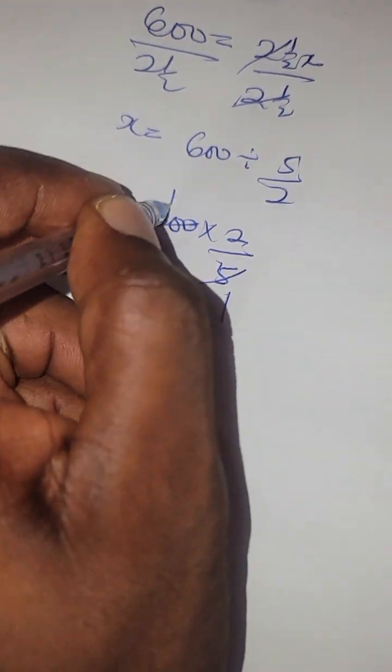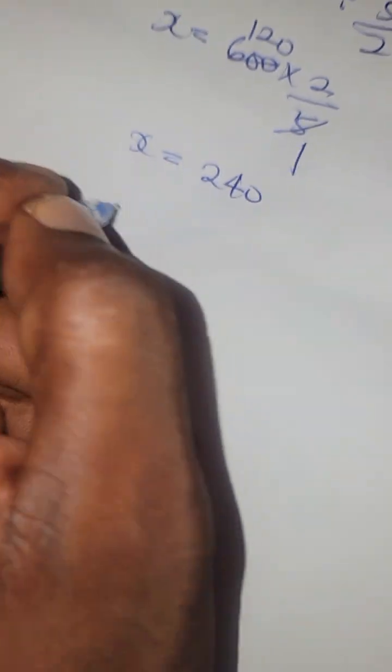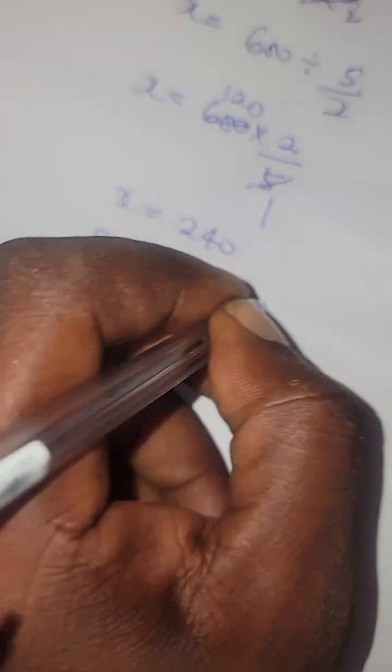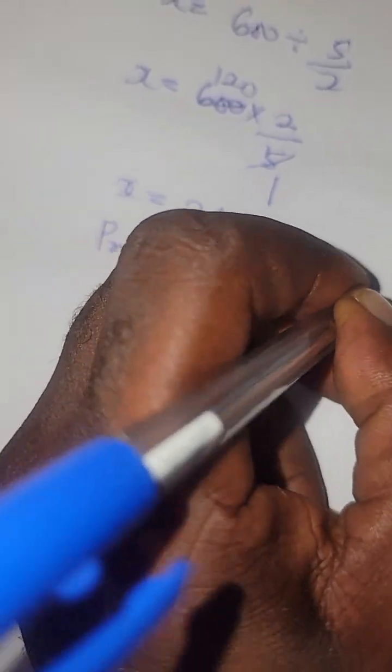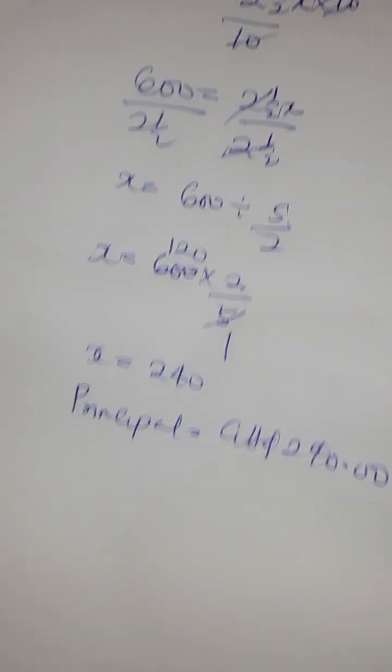5 here 1. 5 here 120. 120 times 2 is 240. This means our principal is 240 Ghana cedis. Remember to leave your answer in 2 decimal places.